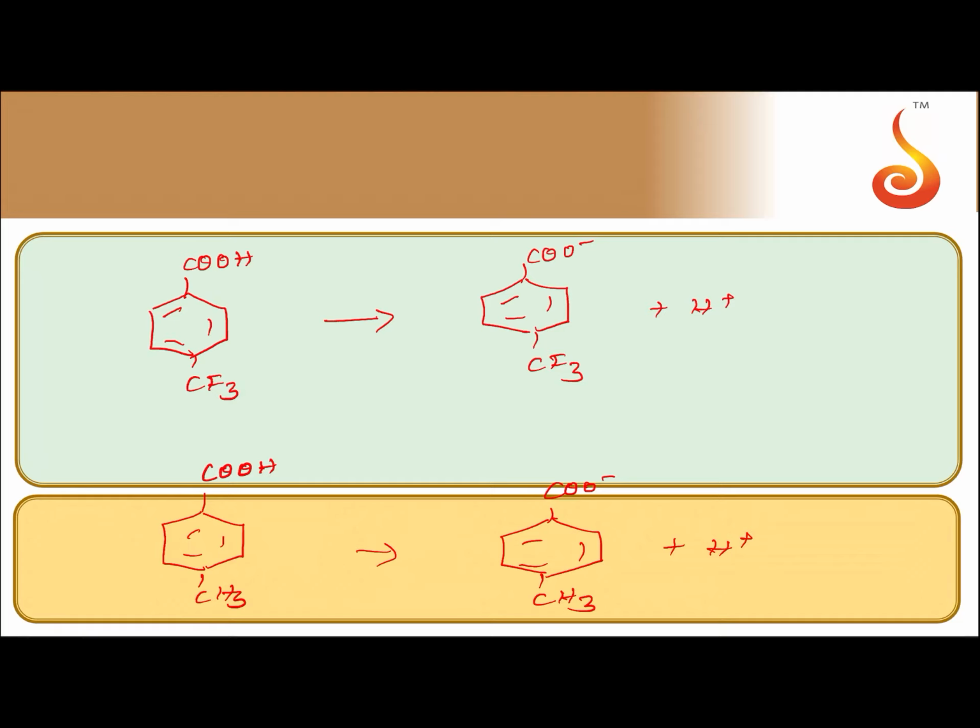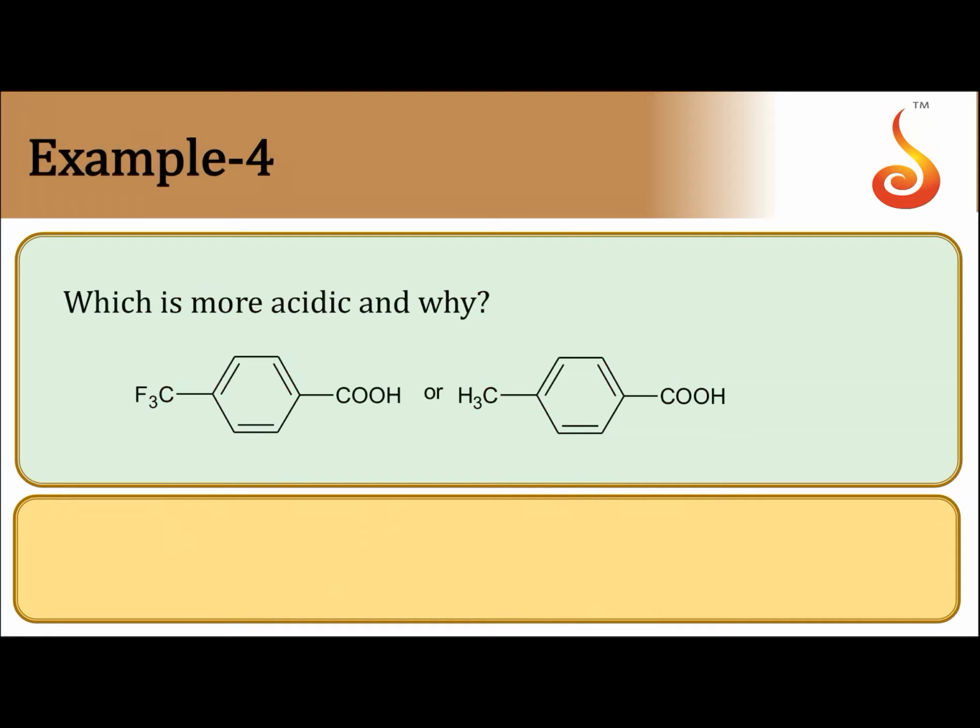So, when CF3 is in the para position, that benzoic acid will be more acidic compared to CH3 in the para position. So, this compound is more acidic than the second compound. What is the reason there? The electron withdrawing nature of the CF3 group. Strong electron withdrawing nature of the CF3 group. So, which is more acidic? This compound is more acidic.